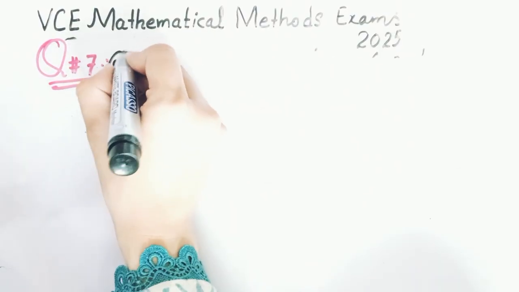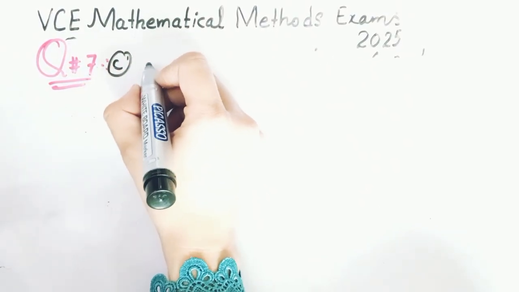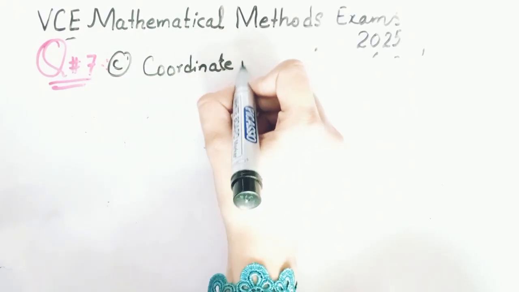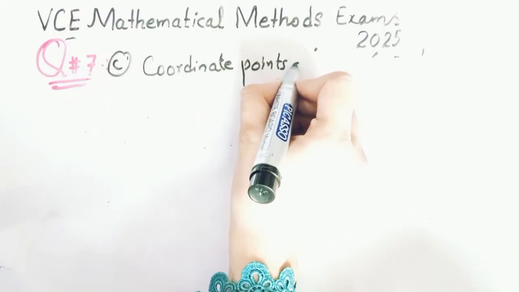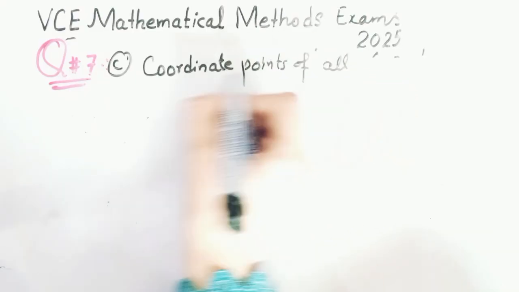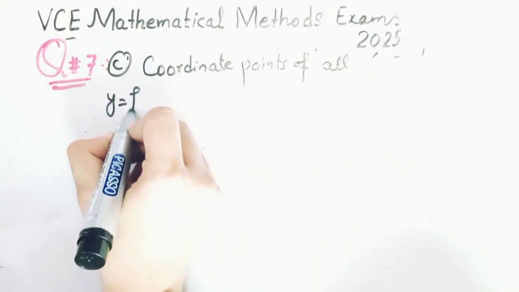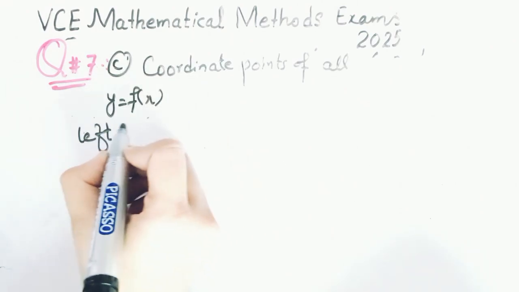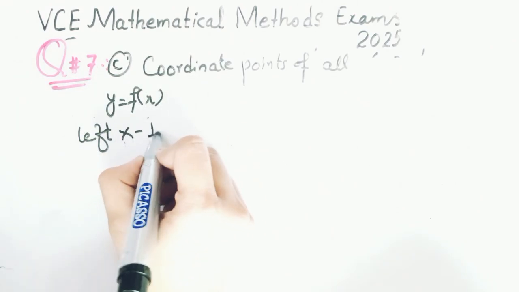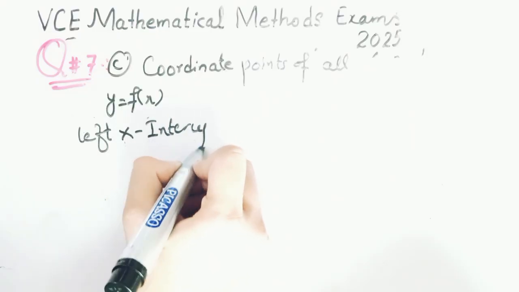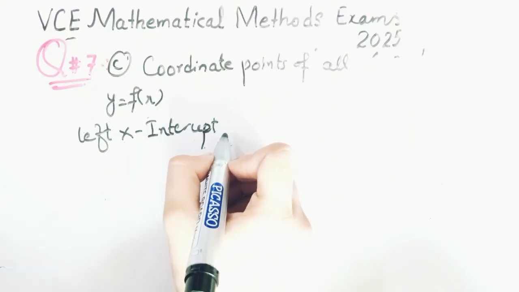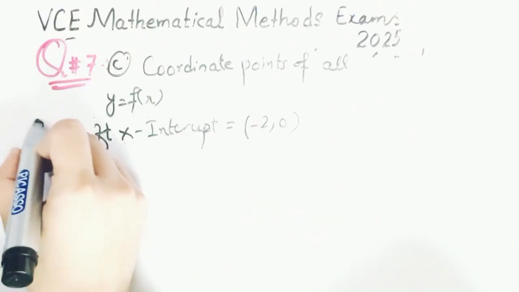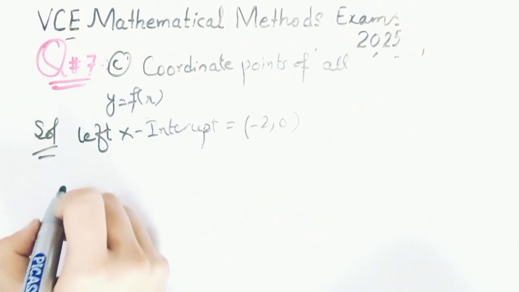Now in question number C part, he said to complete the coordinate points of y equals f of x, and the graph is given in the question. First of all, for the left x intercept, we will substitute its value. We get the point minus 2 and 0 in the graph.